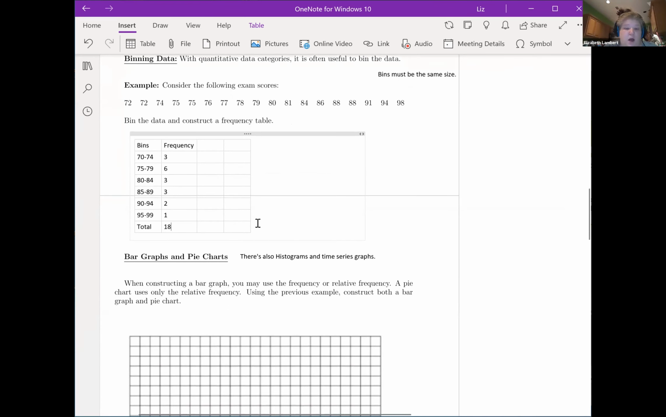Okay. Oh, we are actually going to construct the pie chart here. So now we want the relative frequency. All right, 3 over 18 equals ugly.